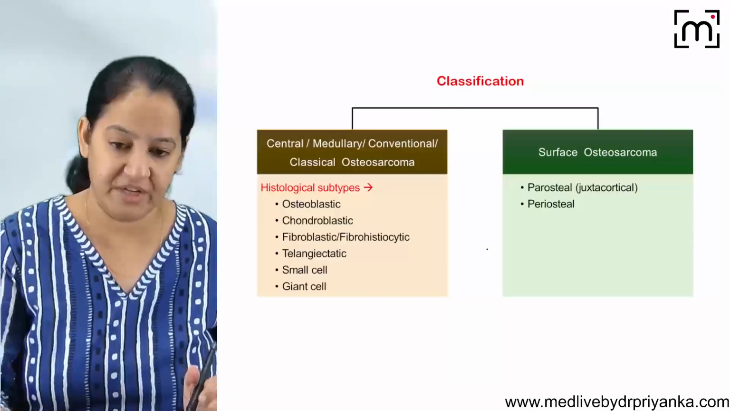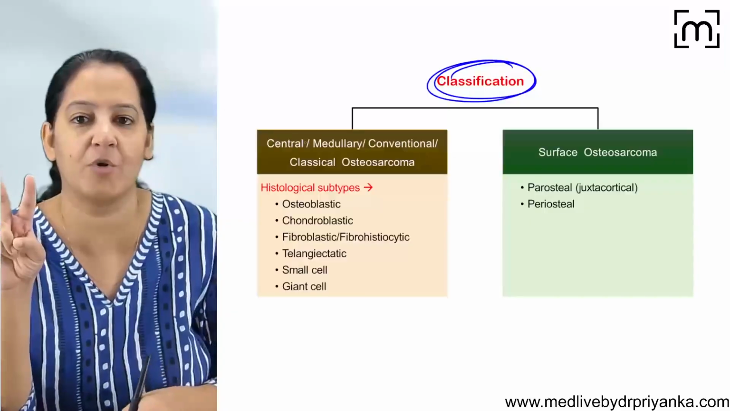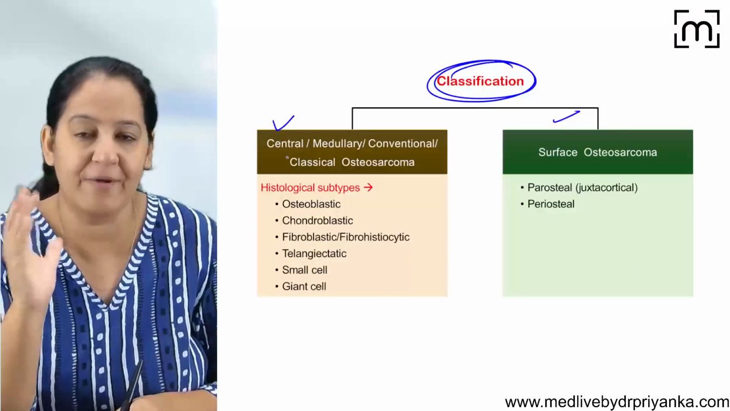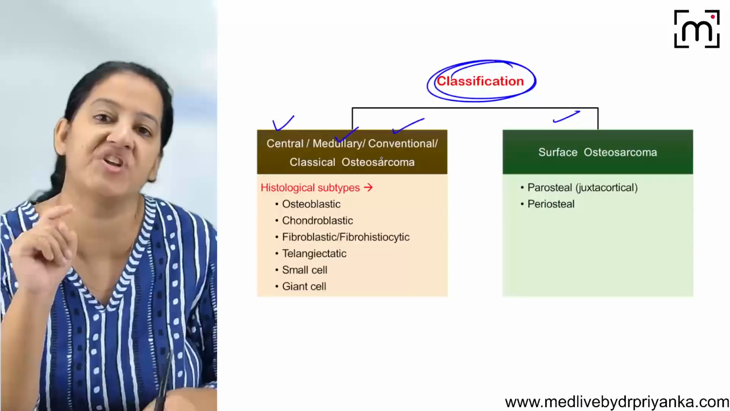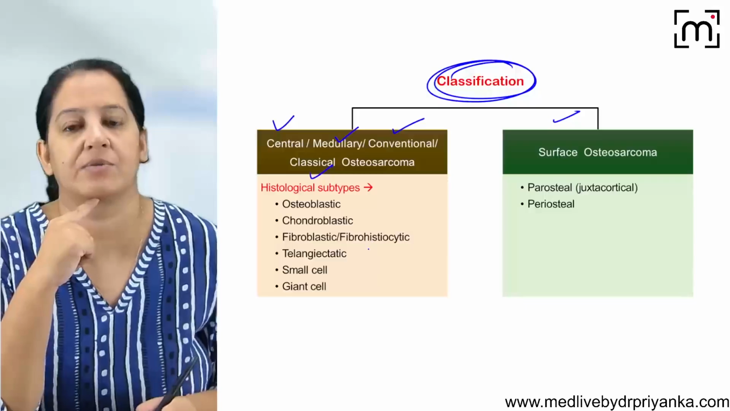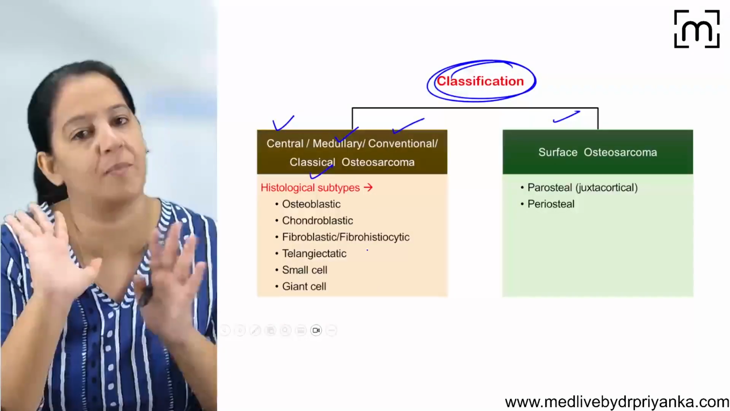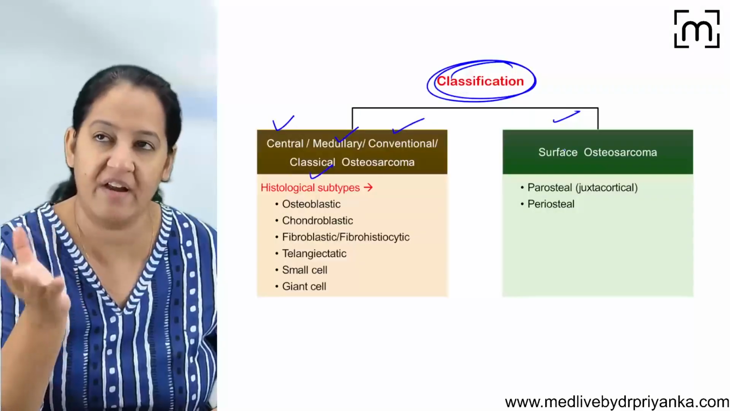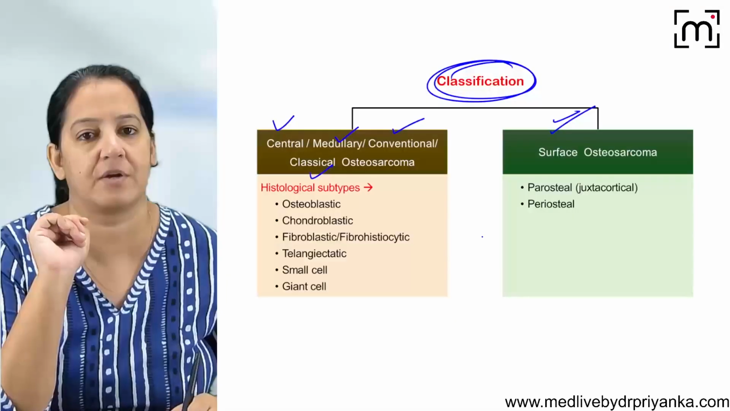Now coming to the classification, we divide osteosarcoma into 2 categories. What are the 2 types of osteosarcoma? One is central, one is surface. The central ones start from the medullary cavity. That's why they are also known as medullary or conventional osteosarcoma, also known as classical osteosarcoma. So central, medullary, conventional, classical osteosarcoma are the same. And the other ones are not arising from the medullary cavity. They are arising either from the cortex or outside the cortex. So these are known as surface osteosarcoma.